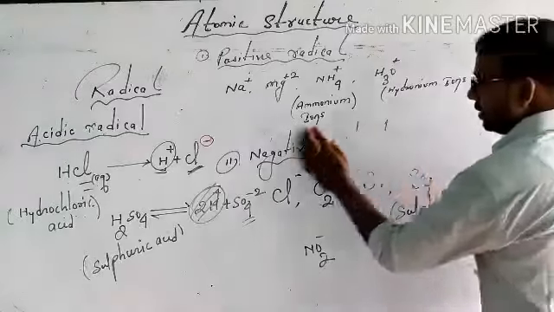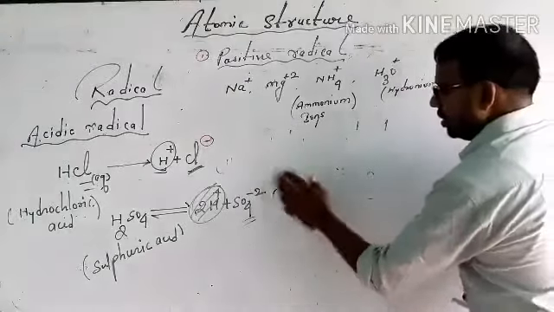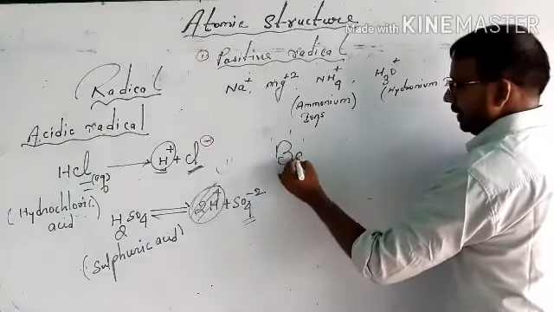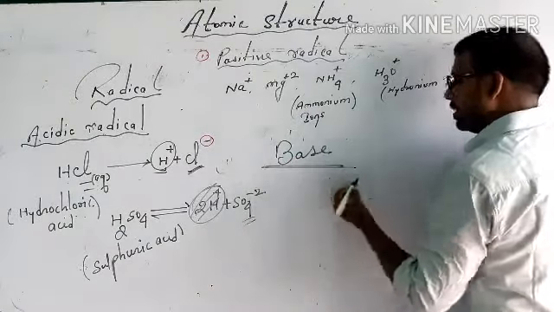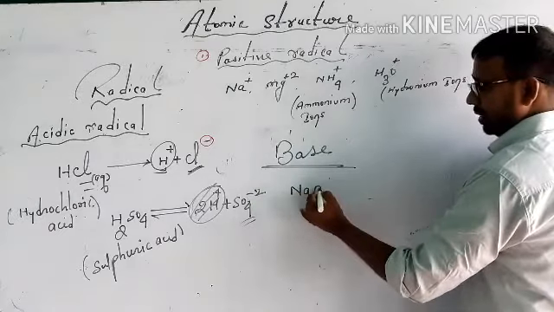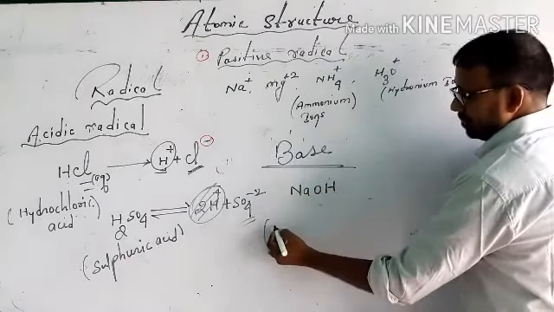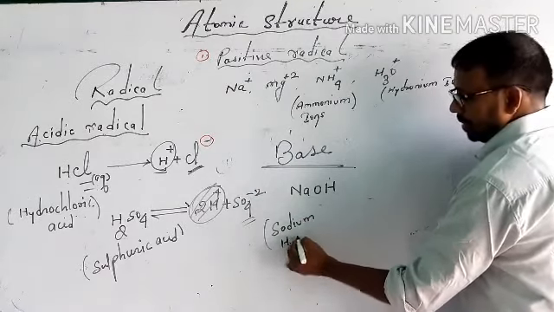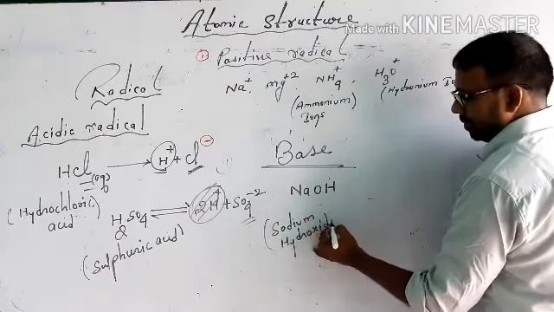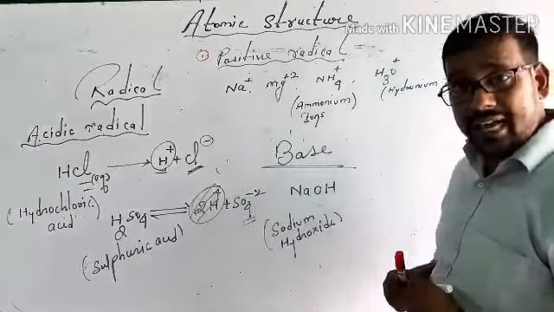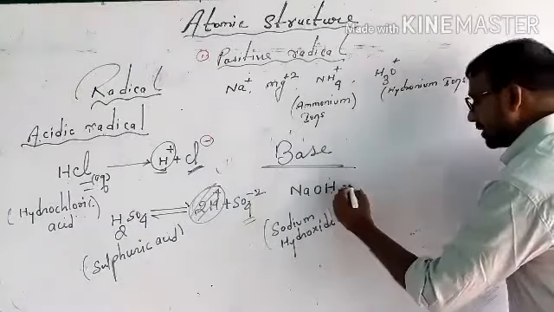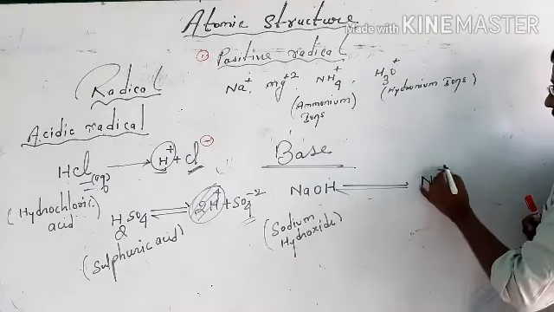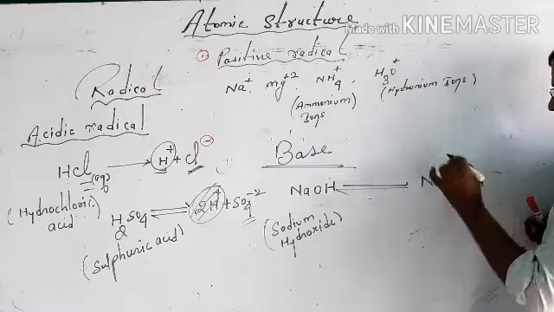Suppose I will take another example in the case of base. Suppose I will take NaOH. This is a base. Its name is sodium hydroxide. If it dissociates in water, what does it form? Na plus and OH minus.